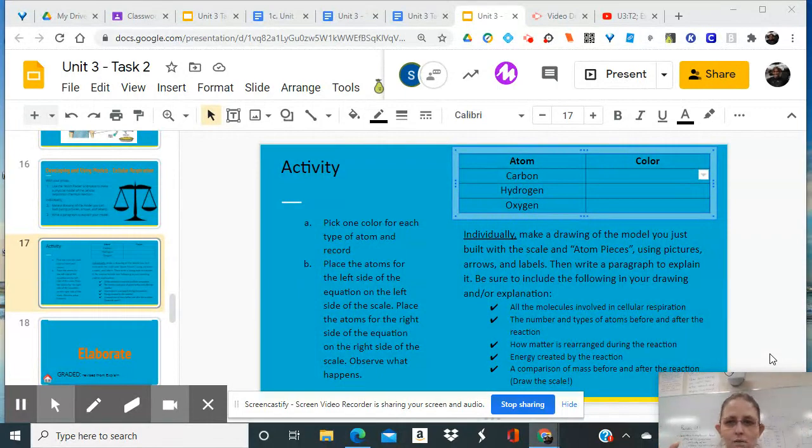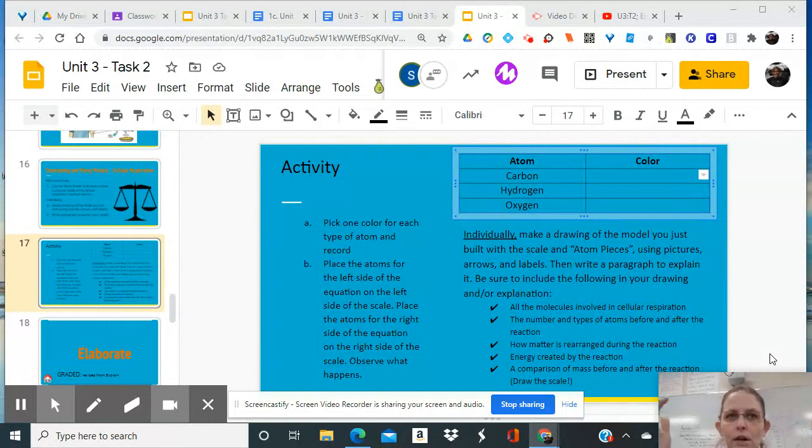Okay, I can count 6 carbon on this side and I can count 6 carbon on this side. All right, that's what a model is for. It's to give you a visual representation of what's going on. So once you have your visual representation down, then you're going to write a paragraph explaining what's going on in your visual. So if you can't explain your model, then maybe your model needs a little work, okay?